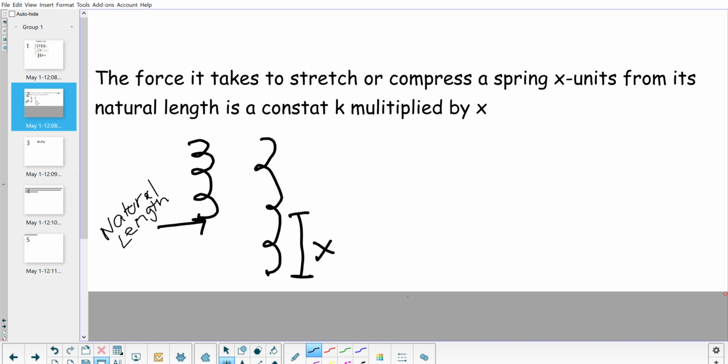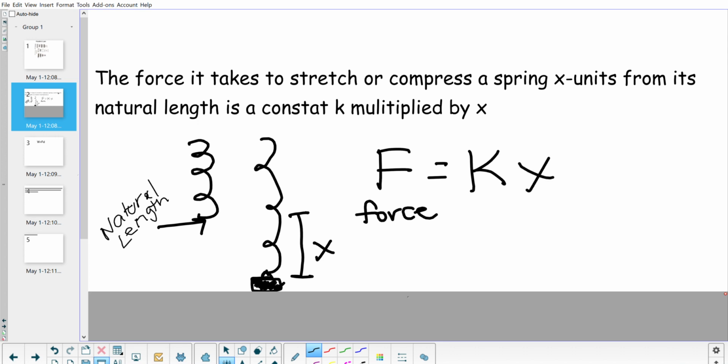Let's say I'll put a weight on here. That's a weight. That's what caused it to stretch. So that x is the length from the natural length, where the natural length ended. The force it takes, we're going to call capital F. That's our force. Equals a constant k multiplied by x. This k is called the spring constant.